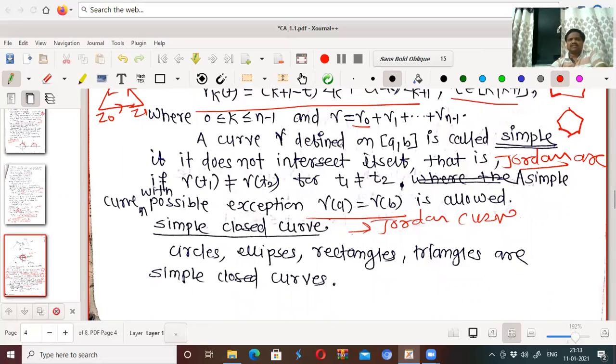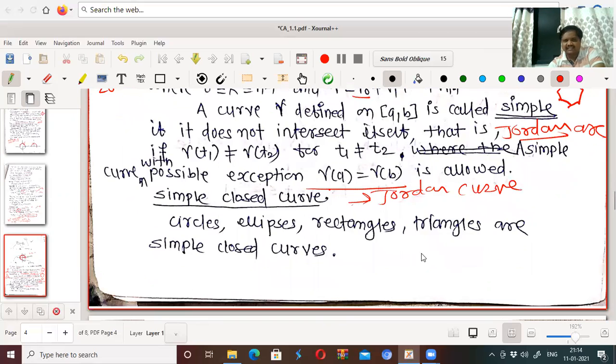Which types of Jordan curves are there? Circles, ellipses, rectangles, triangles are all simple closed curves, that is, they are all Jordan curves. Okay, this is that.